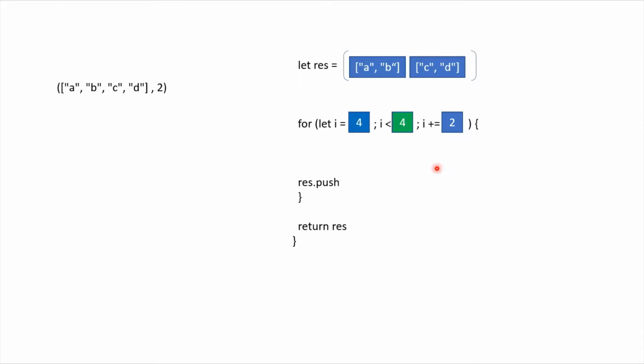And in the third iteration, the i is 4, and here the condition says that i is less than 4, but 4 is not less than 4, so the loop stops here. Let's see how we can solve this problem in the code.